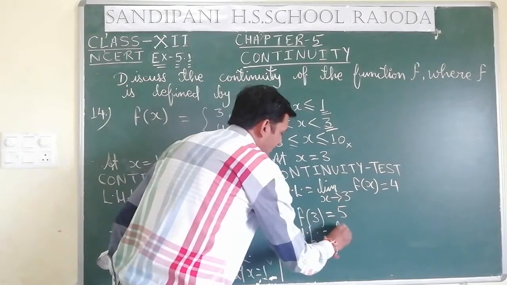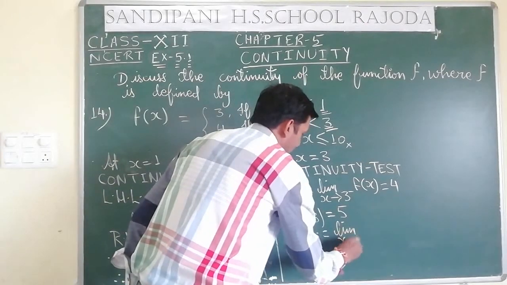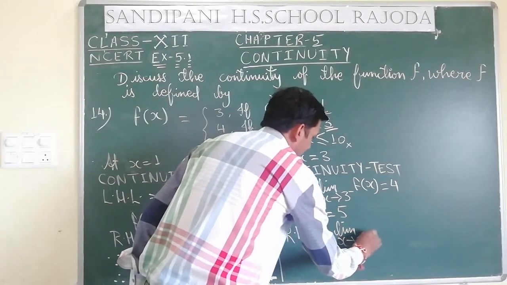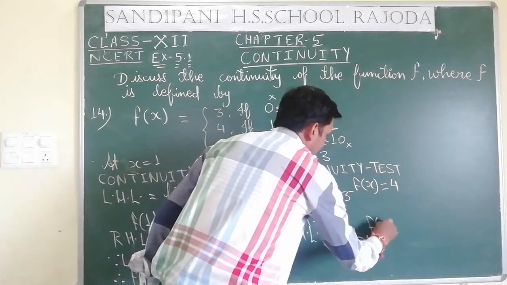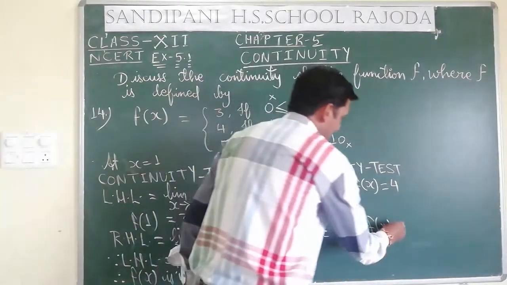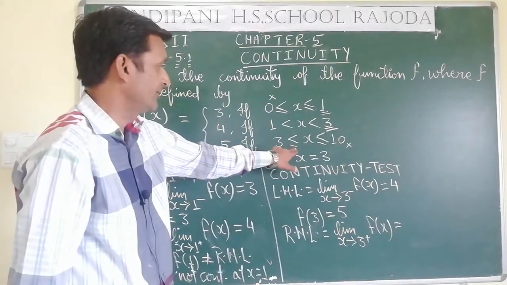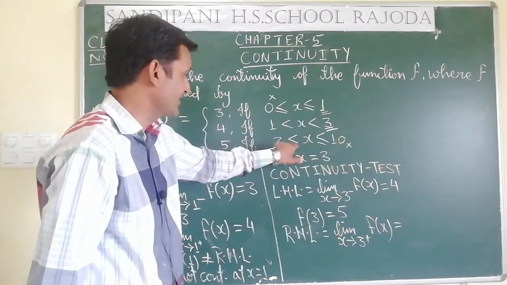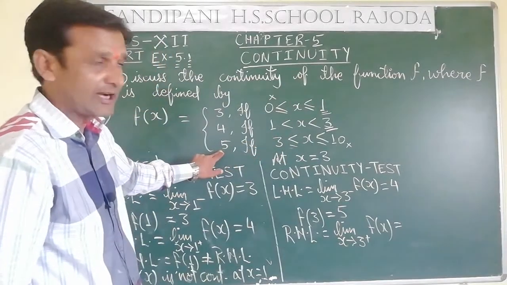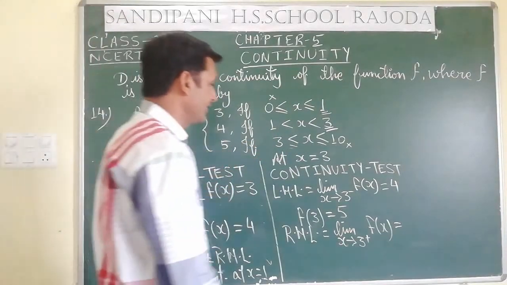RHL is equal to limit x tends to 3 plus f of x. Of course, what is it? 3 plus means x is greater than 3 also here. 3 is less than x means x is greater than 3. So, for greater than 3, our RHL part is 5.